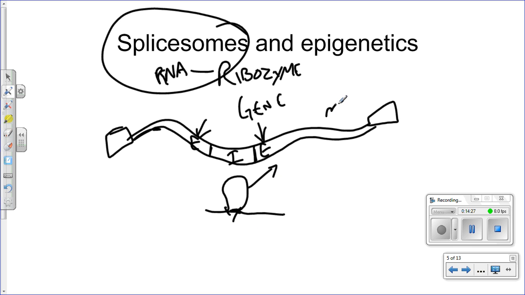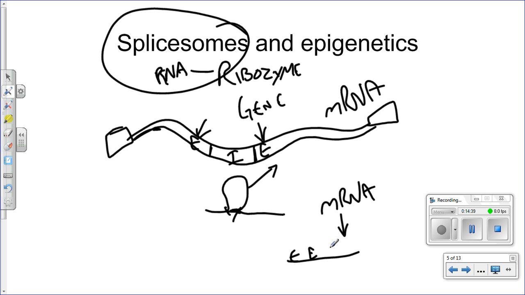So we have this pre-mRNA, and then we'll end up having post-mRNA. And the post-mRNA is what's going to be sent out to the ribosome, so it'll just be free and clear of introns. It'll just be all exons.